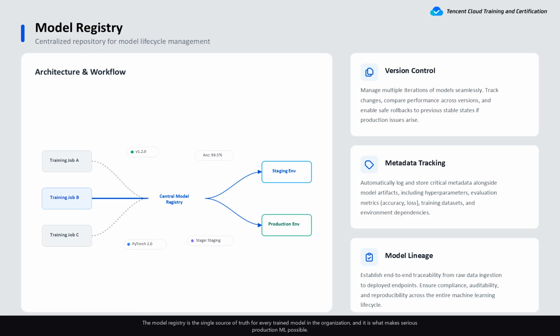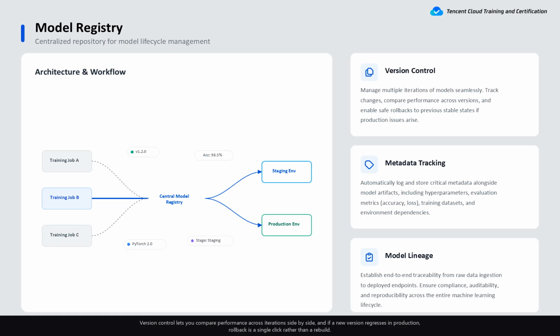The model registry is the single source of truth for every trained model in the organization, and it is what makes serious production ML possible. Every model version is stored with its full metadata, training dataset, hyperparameters, evaluation metrics, framework, and the commit hash of the training code, so you can always answer the question of exactly what is running and how it got there.